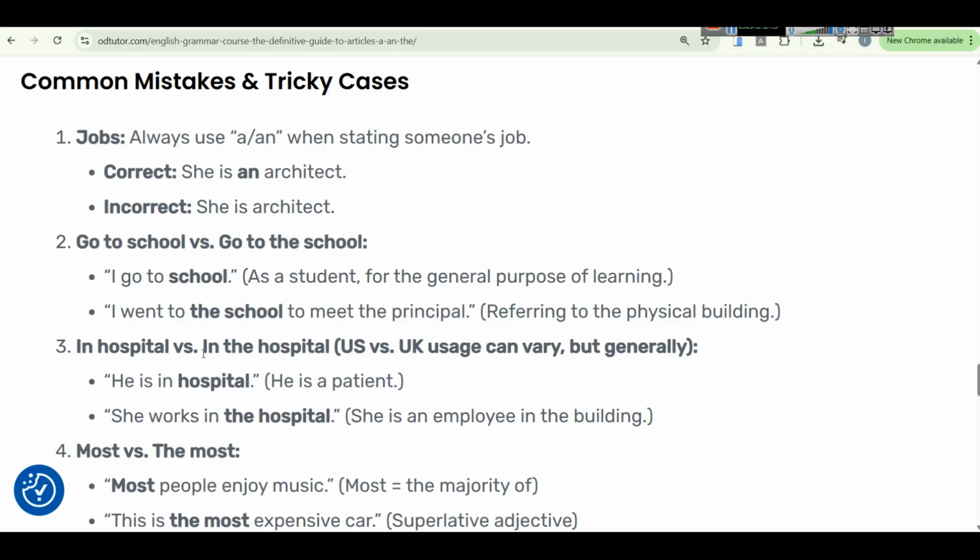In hospital versus in the hospital. This is US versus UK usage. It can vary, but let's talk generally. He is in hospital. He is a patient. She works in the hospital. So basically she is an employee in that building. So that's what we are telling.